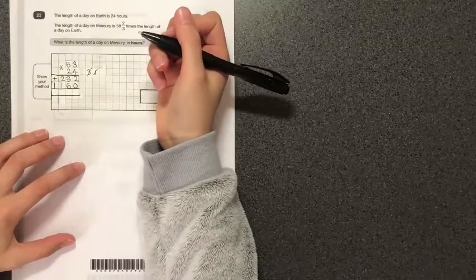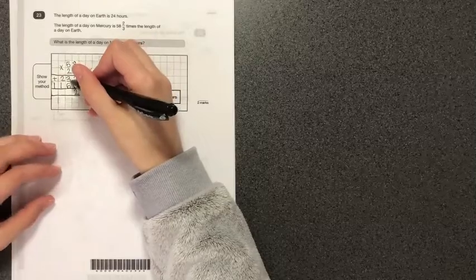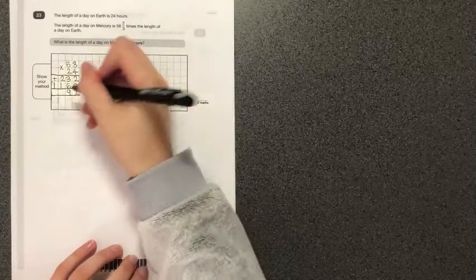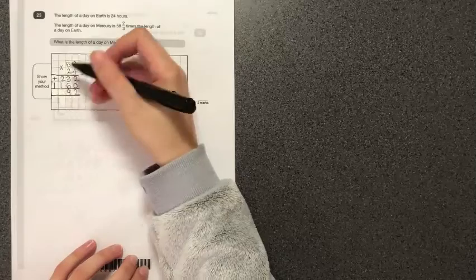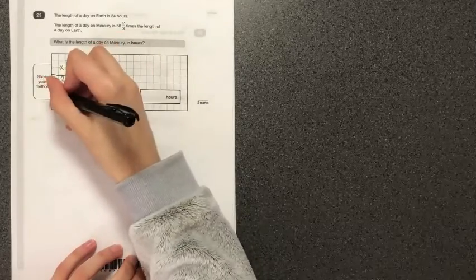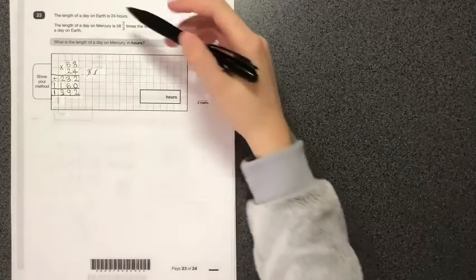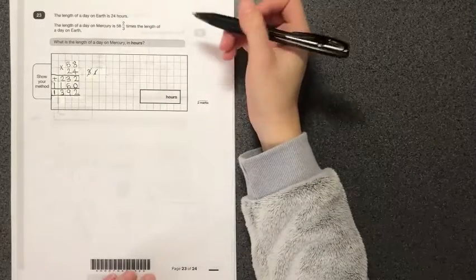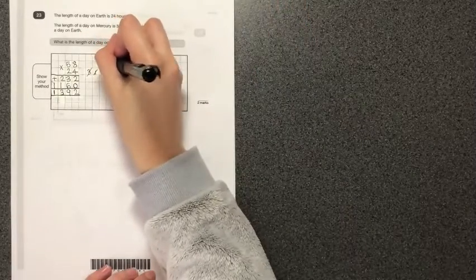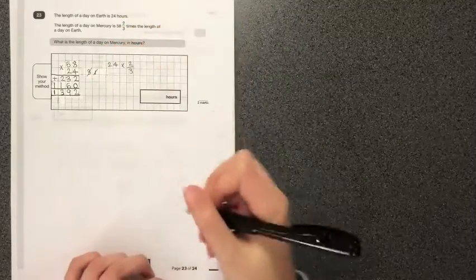Adding these two numbers together, 2 plus 0 is 2. 3 plus 6 is 9. 2 plus 1 is 3. And nothing plus 1 is 1. 1,392. Now we are going to do 24 times 2 over 3. That's the same as 24 like that.